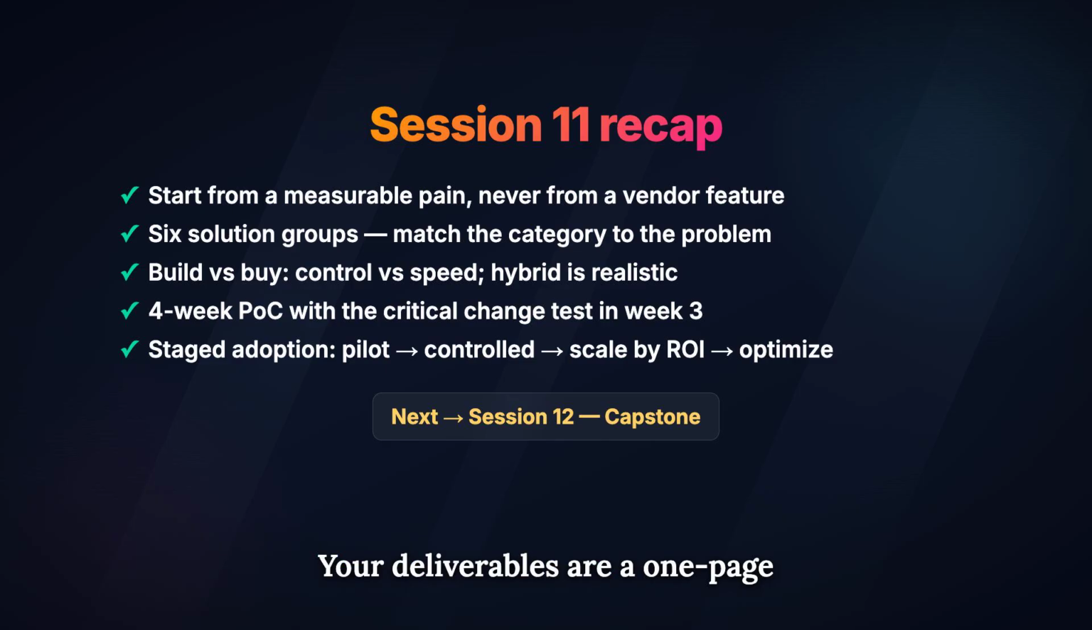Your deliverables are a 1-page POC plan with hypothesis, baseline, metric, security gate, stop criteria, exit plan, and an approver. Compare at least 2 approaches, a code-first path and a managed platform. Then produce the POC plan, the weighted scorecard, and the go or no-go template. Session 12 brings it all together in the capstone.